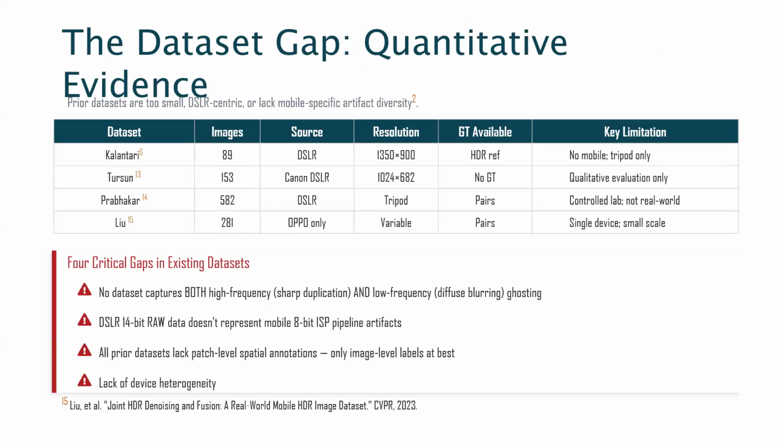Talking about the datasets, the first ever dataset was proposed by Kalantari, in which they used DSLR with a specific resolution of 1350 by 900, and they provided only 89 images. The problem is it is not for mobile, and it was developed using a tripod. The second and third ones are again on DSLR cameras.